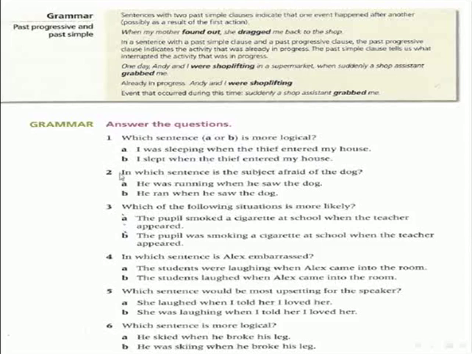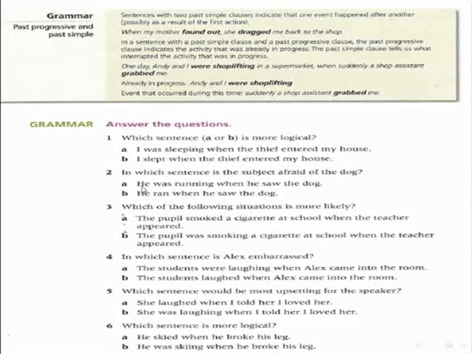A is correct. 2. In which sentence is the subject afraid of the dog? A. He was running when he saw the dog. Or B. He ran when he saw the dog. Which one is he afraid? Which one in these two sentences?